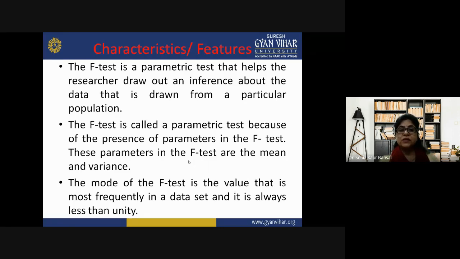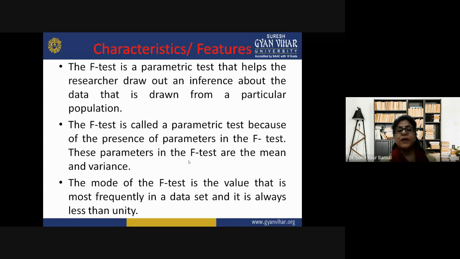So the F-test is a parametric test that helps the researcher draw an inference about the data that is drawn from a particular population. So F-test is known as a parametric test, and the data is collected from a particular population. These are the important characteristics, because the results will be taken out from the data we have collected only.